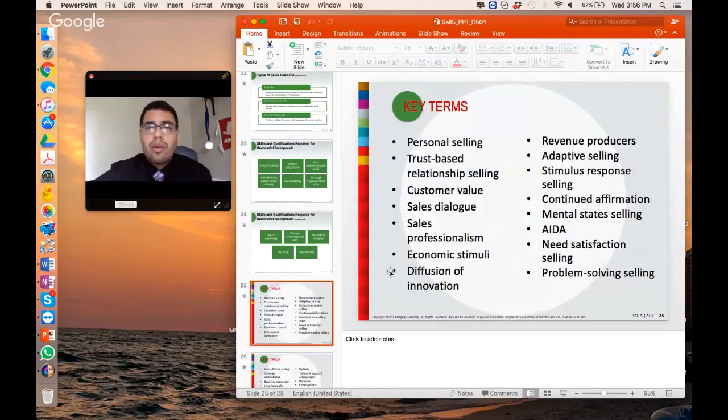The things that we're going to quiz on, that I would like you guys to make questions on, are personal selling, trust-based relationship selling, customer value, sales professionalism. You're also going to talk about adaptive selling and need satisfaction selling. That's exactly what we're going to talk about. Okay, so those are the terms that I went over. That's the 4 questions I like to have from each of you.